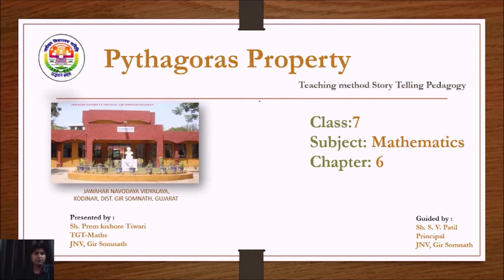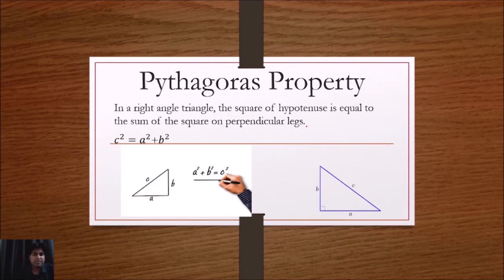So first of all, we understand what the Pythagoras property is. This property says that in a right angle triangle, the square of the hypotenuse is equal to the sum of the squares on the perpendicular legs. Here we must have a right angle triangle in which the side opposite to the right angle is known as the hypotenuse, and the other two sides are known as the legs of this triangle. So its formula will be c square equals a square plus b square. C is the hypotenuse and a and b are the legs of this triangle.